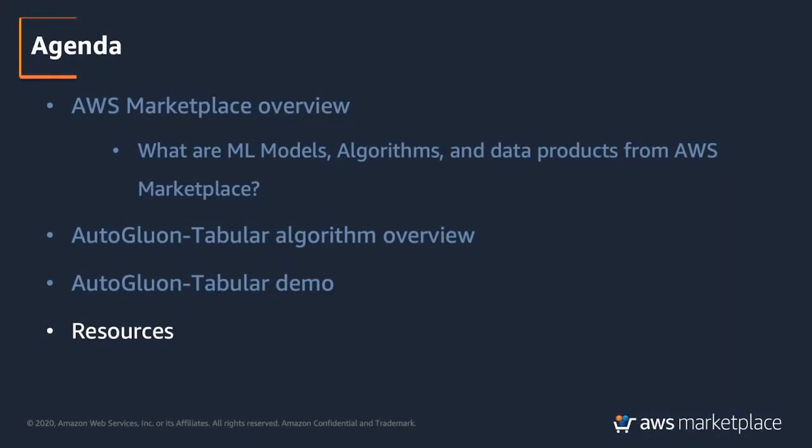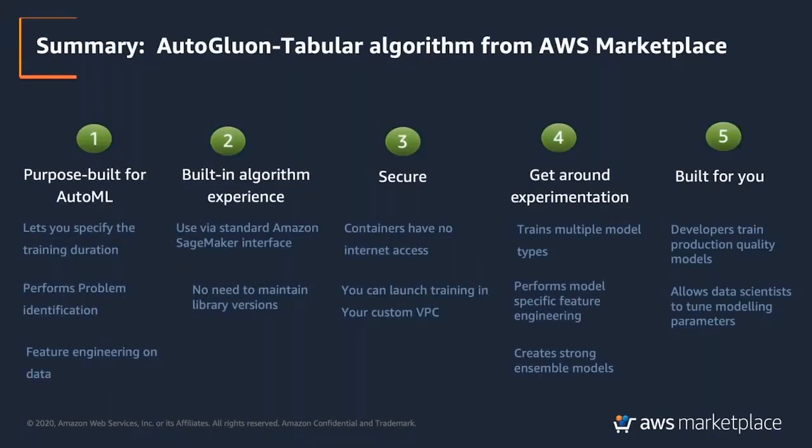Now, just a quick recap. I just showed you how I was able to use the AutoGluon-Tabular algorithm from the console. To summarize, AWS Marketplace contains multiple such purpose-built algorithms, such as AutoGluon-Tabular for your AutoML classification and regression type of use cases. These algorithms can be used via a standard Amazon SageMaker interface without you having to learn a new language just to use it. AWS Marketplace deploys these algorithms in a container that is network isolated, which means the container itself has no internet access, and thus it helps you secure your workloads. You can also launch these in your custom VPC and monitor flow logs.